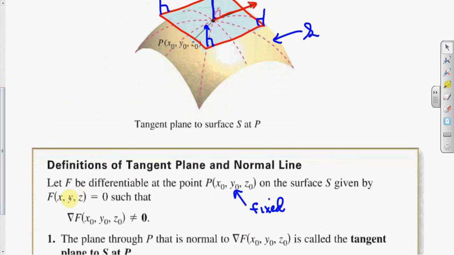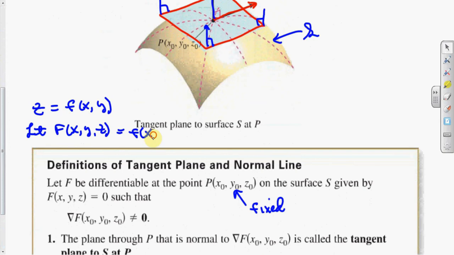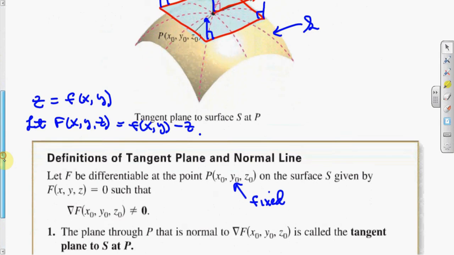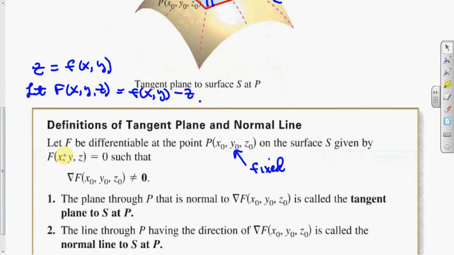and so this is given by F of x, y, z equal to 0. That is actually coming from z equal to f of x, y. And so we let capital F of x, y, z equal f of x, y minus z. So we get this big capital F. We want to make sure that the gradient is not equal to 0. If the gradient is not equal to 0, then you can find its perpendicular. That's the goal.